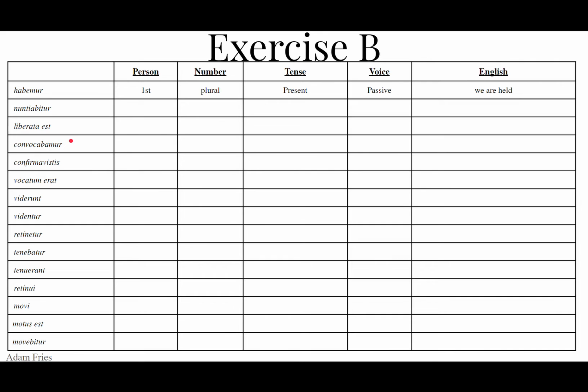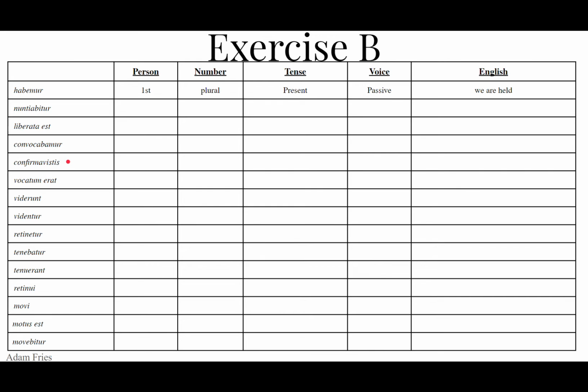Convocabamur. This is the first person plural, imperfect, passive of convoco, convocare, convocavi, convocatus. Not just voco, but con or cum voco, to call together, or to summon. We were being summoned. We, first person plural, were being, imperfect passive, summoned or called together.